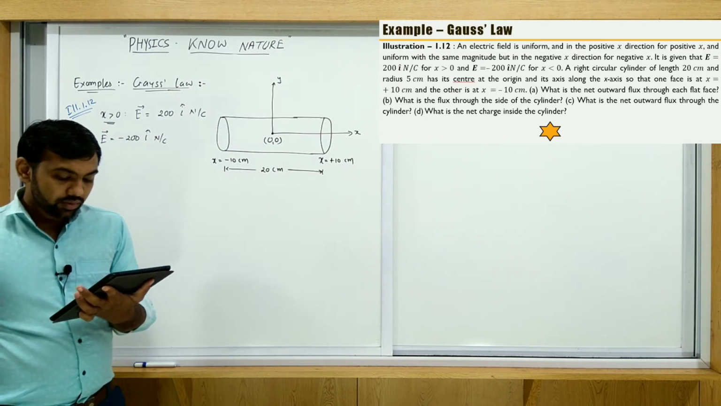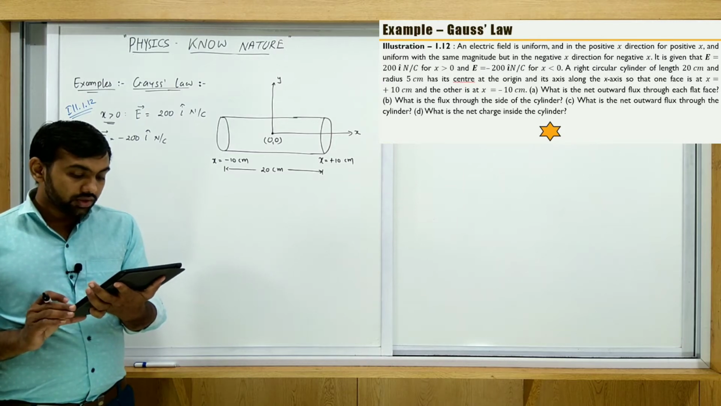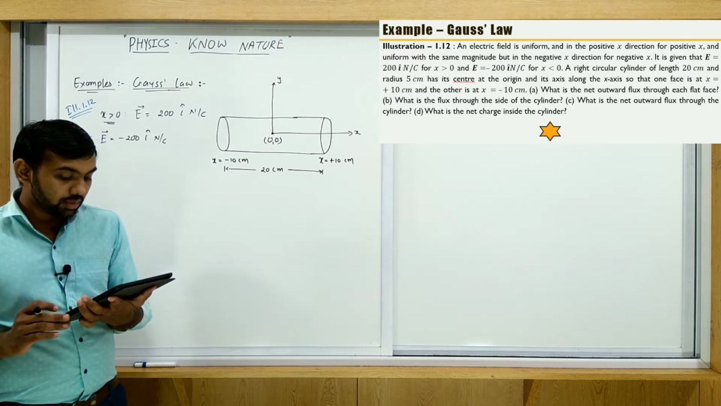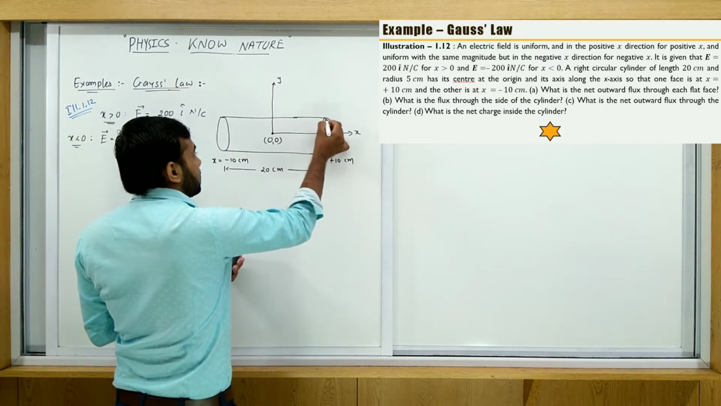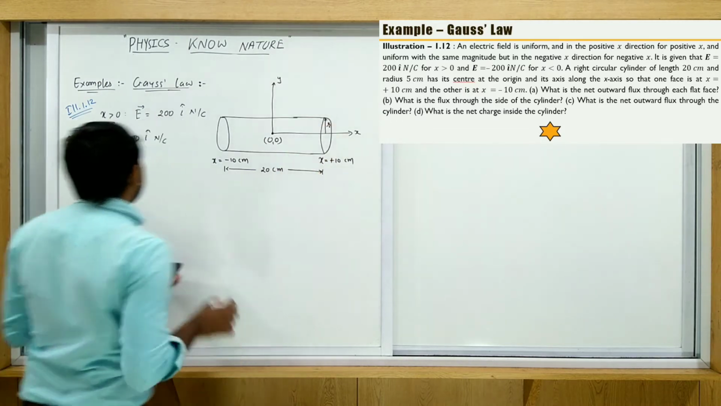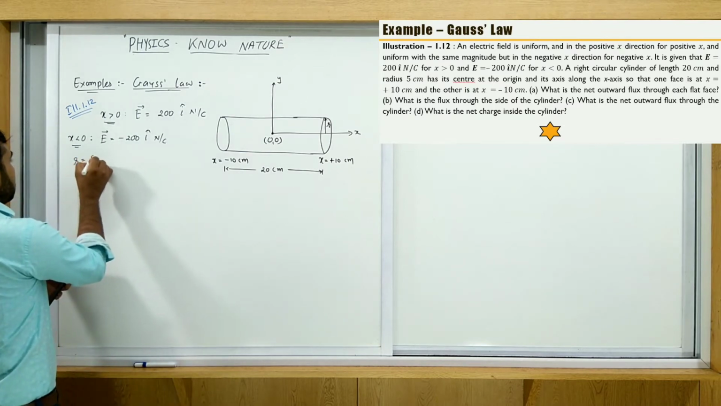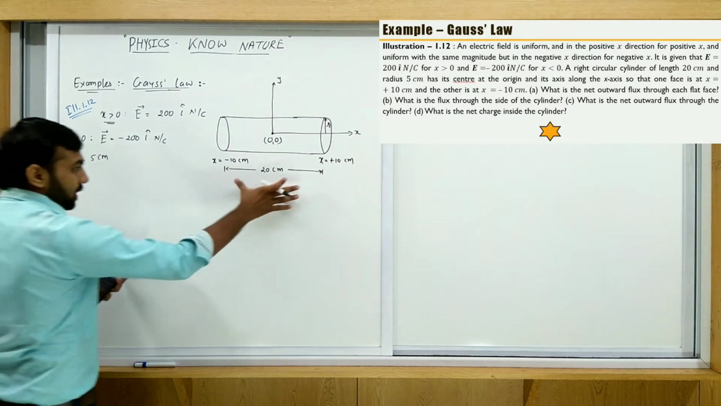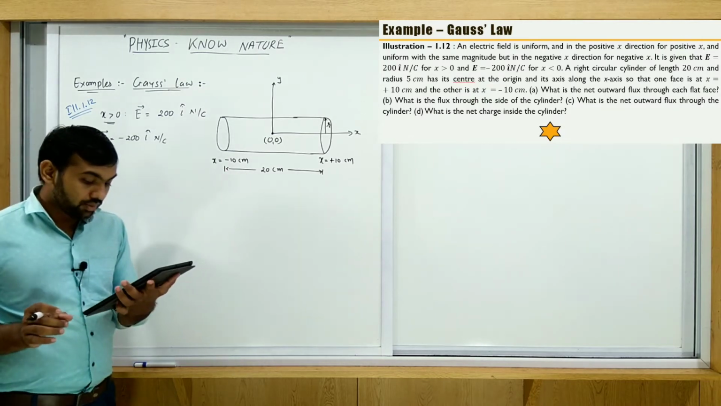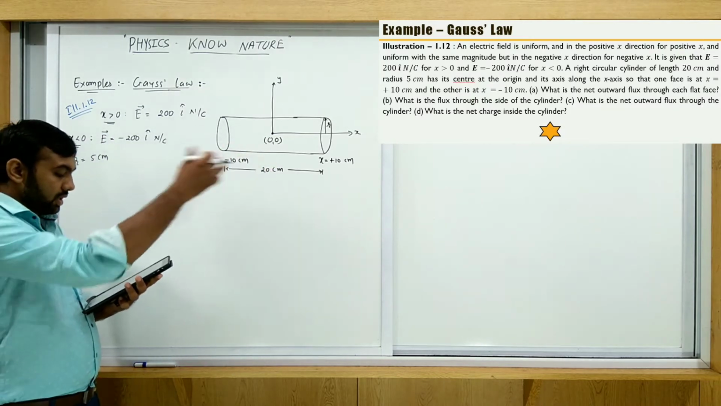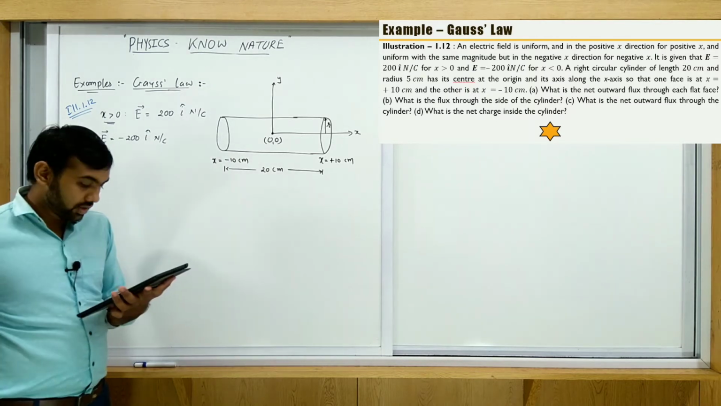Now, a right circular cylinder of 20 centimeter length having a radius 5 centimeter. So consider its radius to be r, so r is equal to 5 centimeter, having a length 20 centimeter as shown in the figure. Now x is plus 10 and minus 10, as given in this figure.